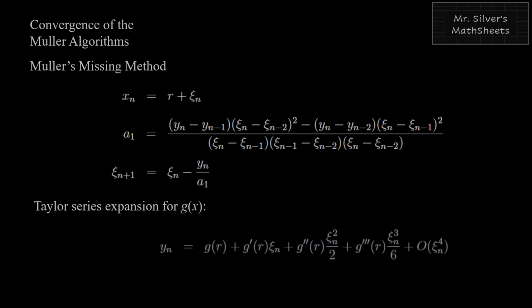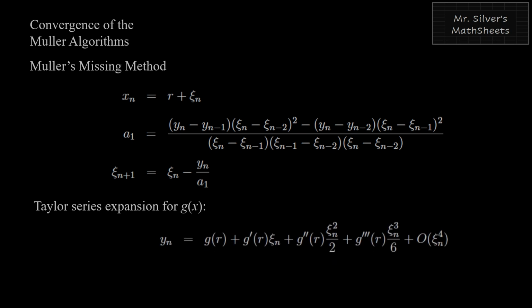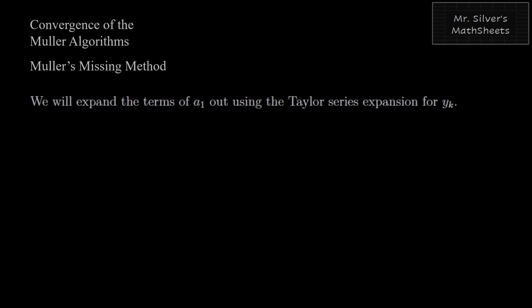Then we'll use the Taylor series expansion for g of x. And we'll use the fact that g of r is equal to 0 by definition, since r is the root that we're trying to find. We'll expand the terms of a1 out using the Taylor series expansion for y of k.